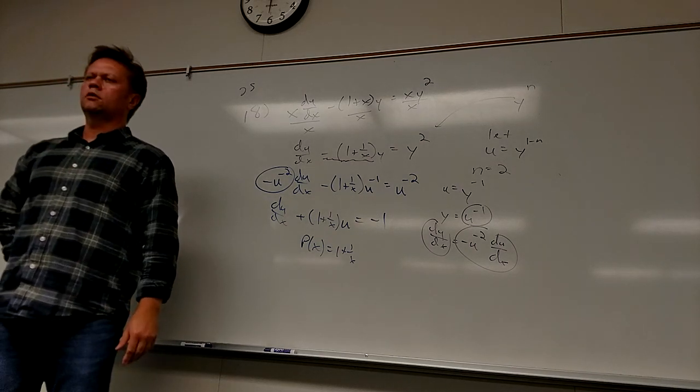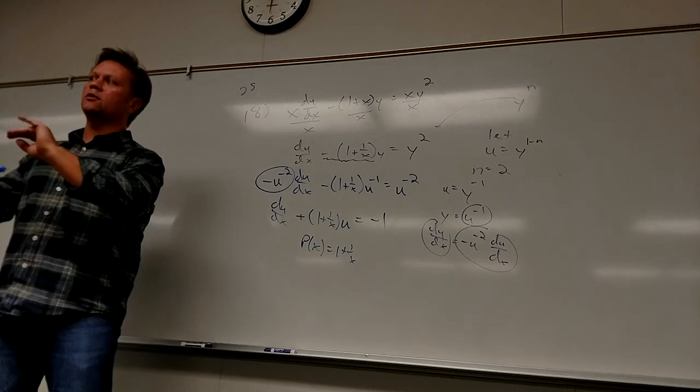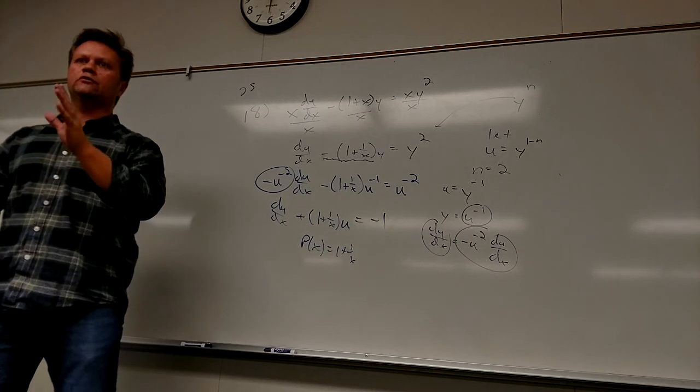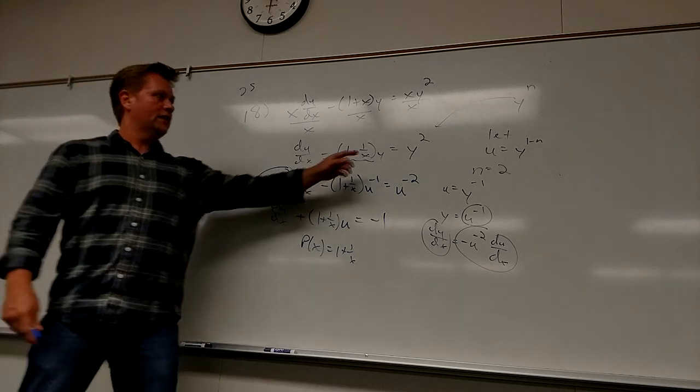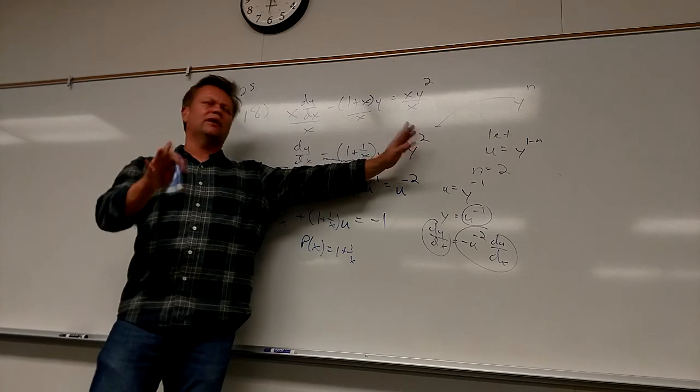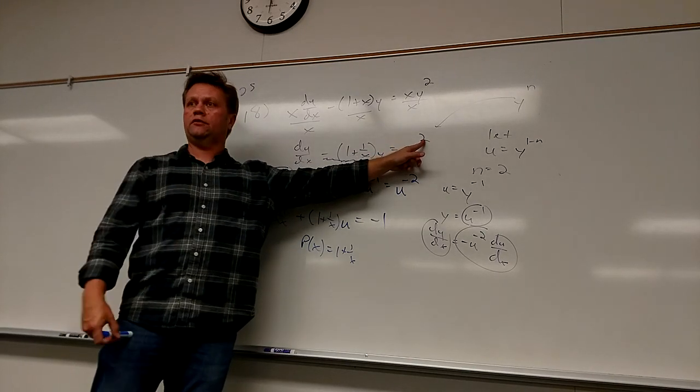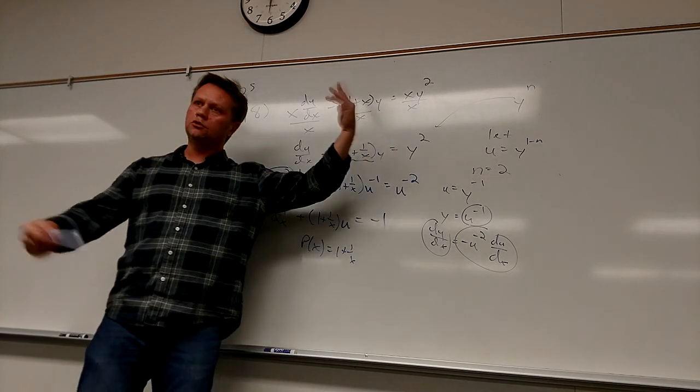Okay. So Bernoulli's is one of the more easily identifiable forms because it's not linear. But you have to be careful. It's got to be not linear in a power way, not a polynomial kind of way. Right? If this was negative 4, you would go to town.